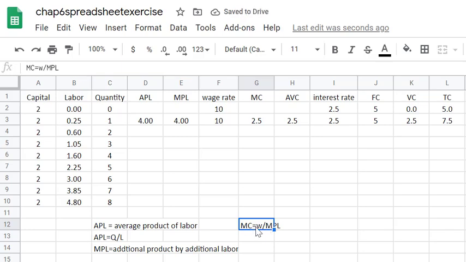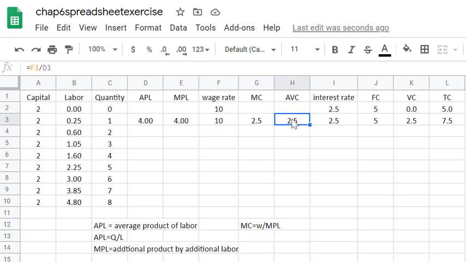W is the price of labor, and when you divide it by marginal product of labor, you can calculate marginal cost. So when you look at marginal cost in the function window, again, it gives you the price of labor divided by marginal product of labor. So you can fill out the column.